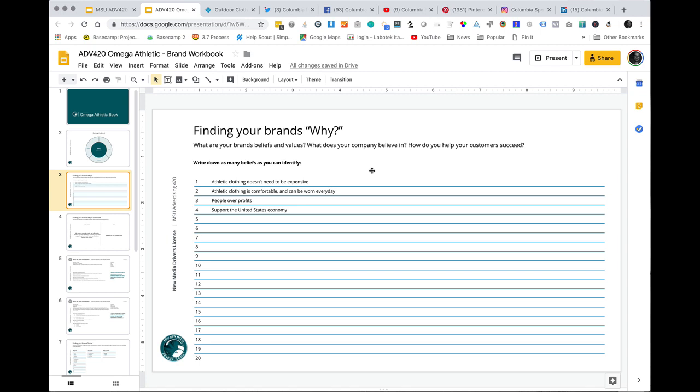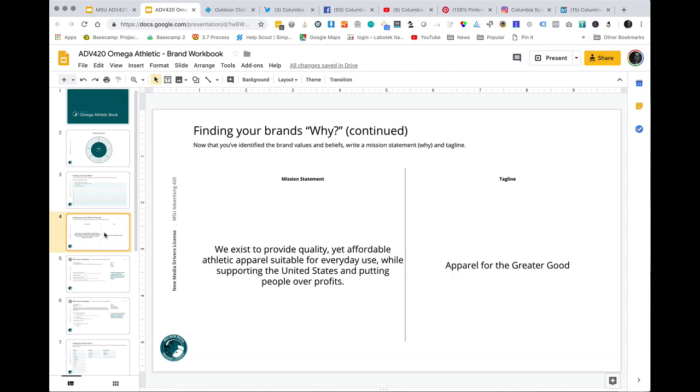And that's where we've got the people over profits and supporting the United States economy. And maybe there's a variety of different ways that the brand does support the United States economy. Maybe they can't have everything built or everything created in the United States because of the affordability piece, but maybe there's other ways that they give back. So go through and create somewhere between 5 to 10 different beliefs that your company has, and then identify maybe the top 3, maybe 4. And that's where you're going to move on to the next step, where you're taking those ideas, those beliefs, and turning them into a mission statement and a tagline.